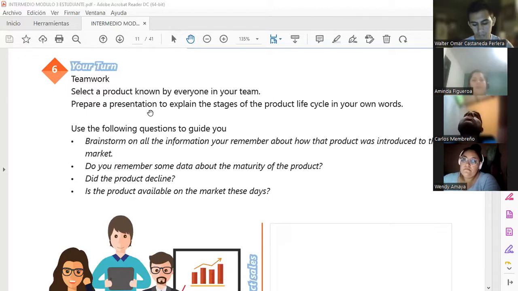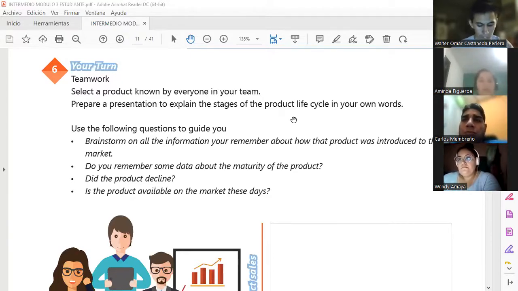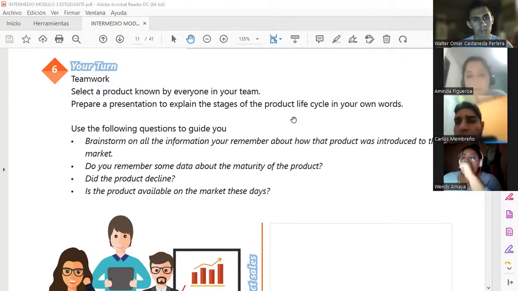Now, you're going to prepare a presentation to explain the stages of the product life cycle. Remember, there are four stages. You can check in your manual. It's market introduction, growth, maturity, and decline. So you are going to explain the market introduction, the growth, the maturity, and the decline of your product.